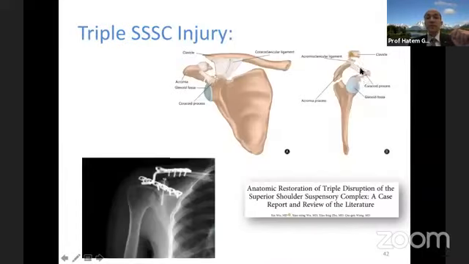So this is a demonstration of the triple injury to the complex, and you cannot do a hook plate in this fracture because the hook plate depends on fixing on the acromion. Therefore, you also have to fix the acromion while doing the hook plate for the clavicle, and then you fix the coracoid also, and this is what they have done in this example.